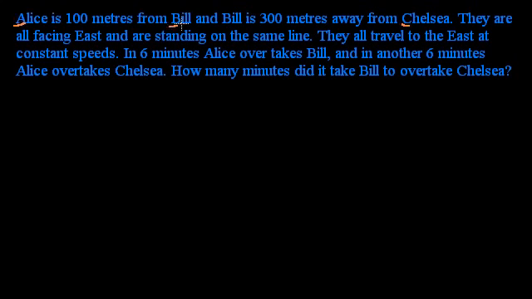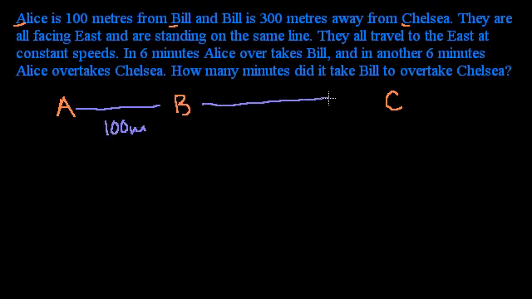So Alice is 100 meters from Bill. And actually, he drew a little diagram. So we know that also Chelsea is to the right of Bill. The diagram he sent me looks like this. You have Alice, and then 100 meters away you have Bill, and then 300 meters to the right of that, you have Chelsea. This distance right here is 100 meters, and this distance right there is 300 meters.